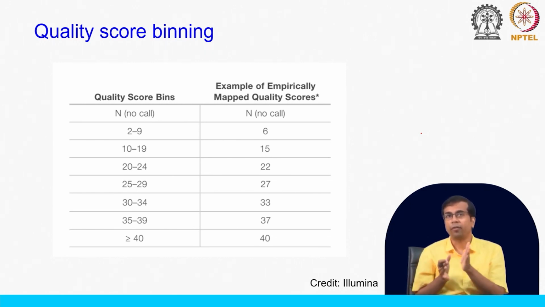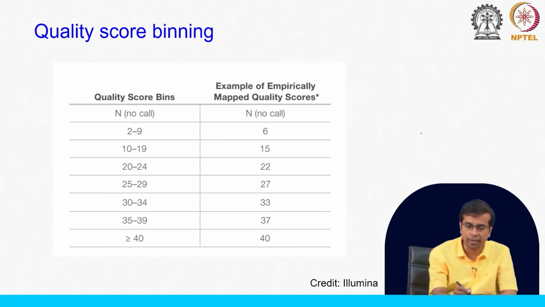So, the entire quality score can be divided into, let us say, 8 classes here. In this example it is 8 classes or 8 bins, from 2 to 9, then 10 to 19, etc., and then the final one is greater than 40. And for each of these bins, why not just give one quality score value? So, every base that falls within this range will be given a quality score representative of that bin.